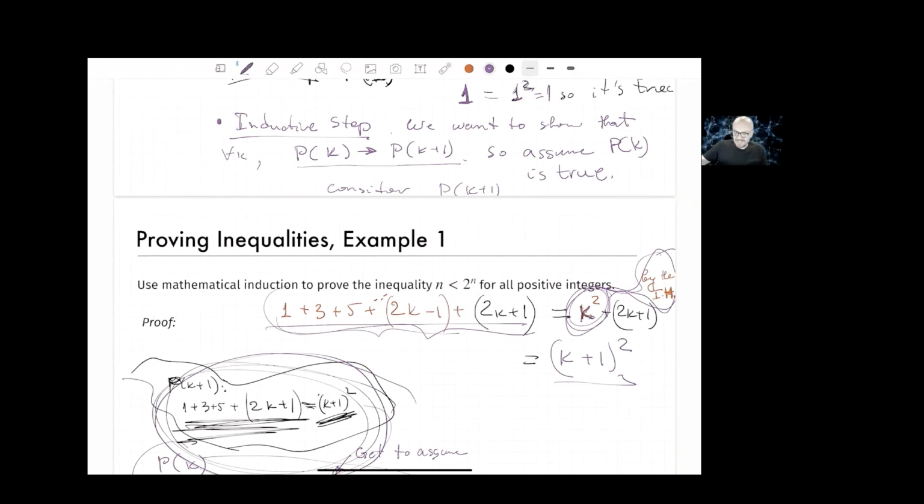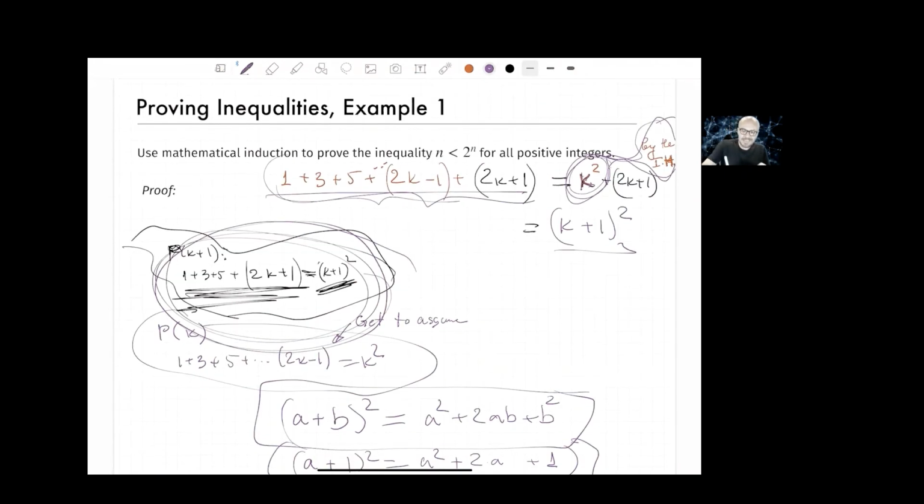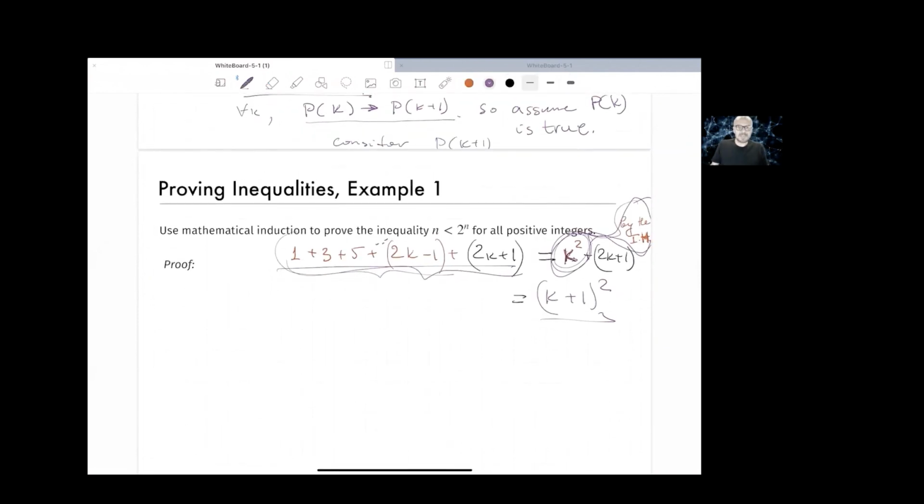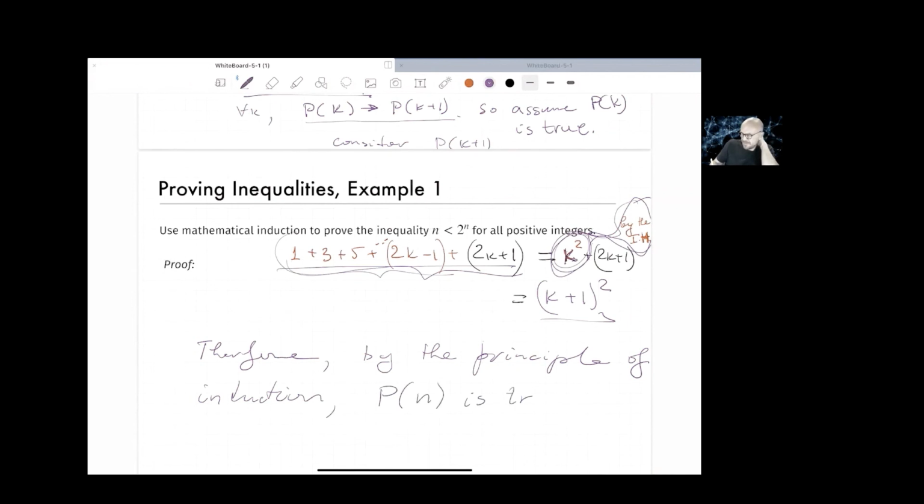Okay, so I'm not done. There's one last sentence I have to write down in my proof. So the last sentence says: therefore, by the principle of mathematical induction, P(n) is true for any n. And this concludes the proof.